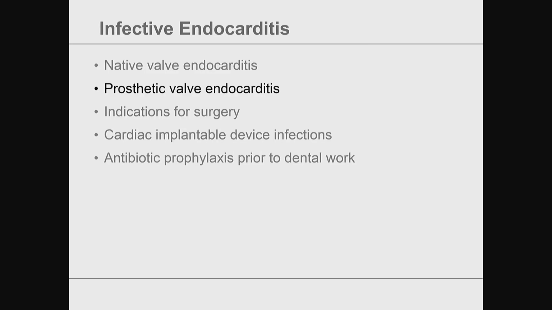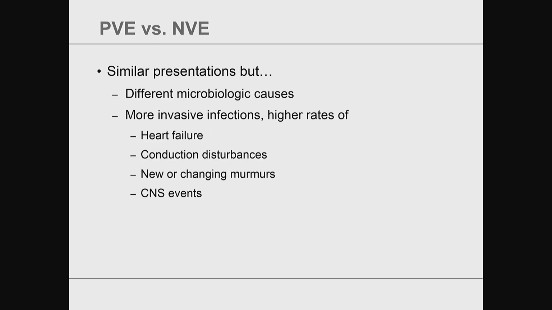Now we'll touch on a few slides for prosthetic valve endocarditis. So what are some of the differences in the presentations of prosthetic valve endocarditis as compared to native valve endocarditis? Well, they both have similar presentations, but there are different microbiologic causes of prosthetic valve endocarditis that I will get to in the next slide. And prosthetic valve endocarditis are usually more invasive infections. They usually have higher rates of leading to heart failure, conduction disturbances, new or changing murmurs, and associated cerebral infarcts.